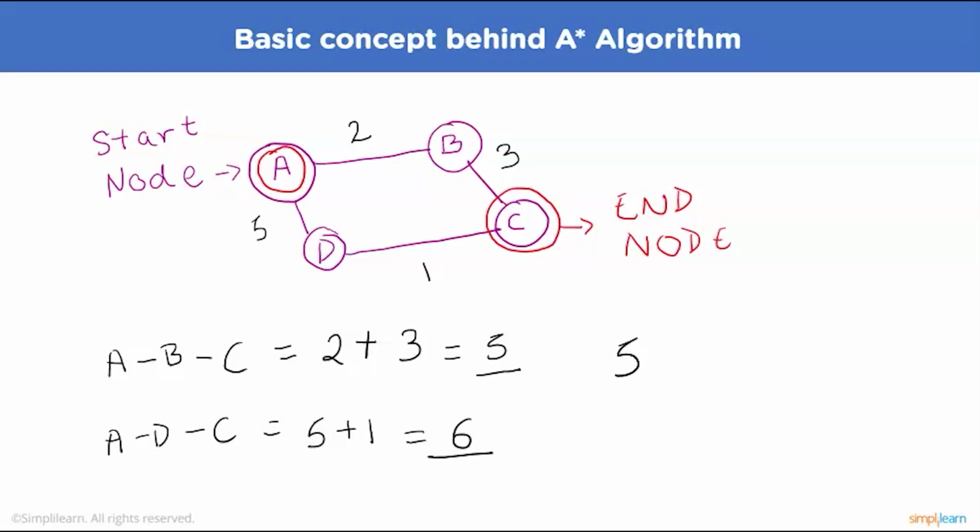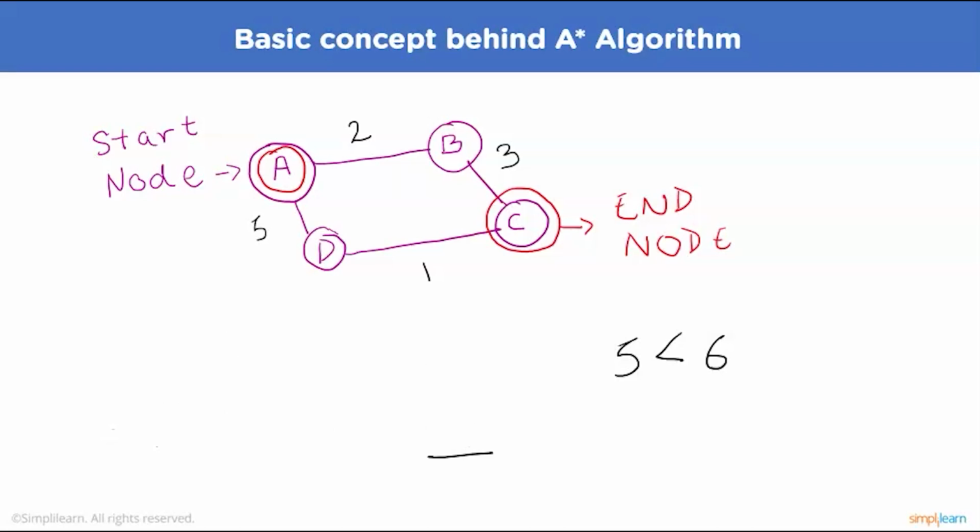So between 5 and 6, we know that 5 is lesser, which means that this path A to B to C is going to be our least cost path, and that is the path that we should be taking. So A-star algorithm makes use of something called weighted graphs, right? So A-star algorithm makes use of these graphs in these ways. Now let's consider that I have some other node here. Let's say that I have a node E, okay? Now B is connected to E and E is also connected to C.